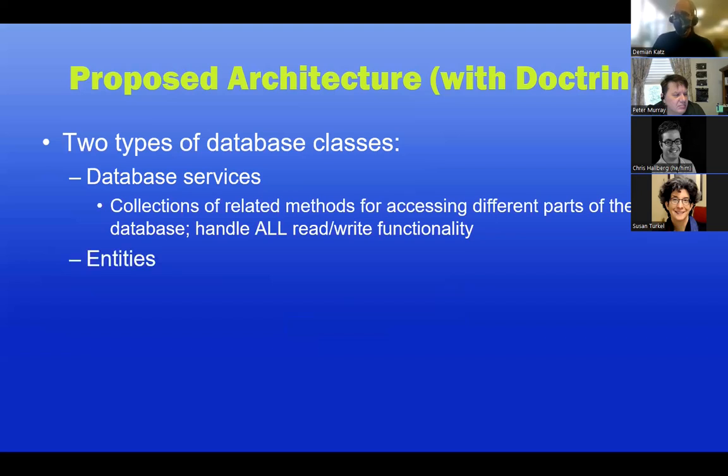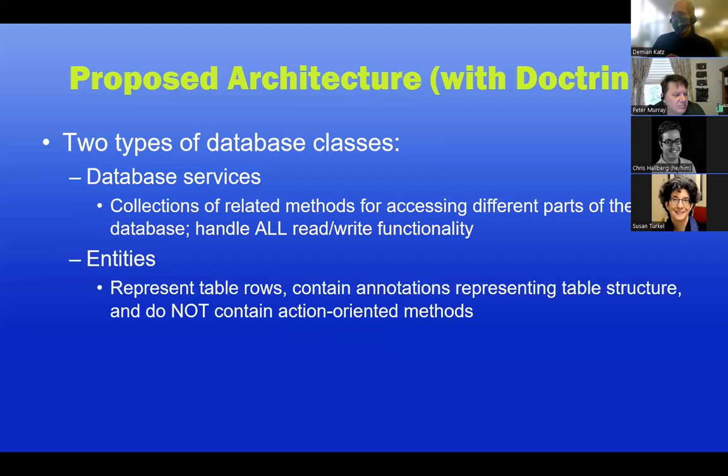And instead of row gateways, we have entity classes, which are a core part of Doctrine. So these represent table rows, just like the Laminas Db row gateways do. But they also contain annotations which explain the structure of the database. This is a lot of how the Doctrine framework actually operates: by examining these entity classes and looking at the annotations within them, it understands how to read and write the database, somewhat magically.